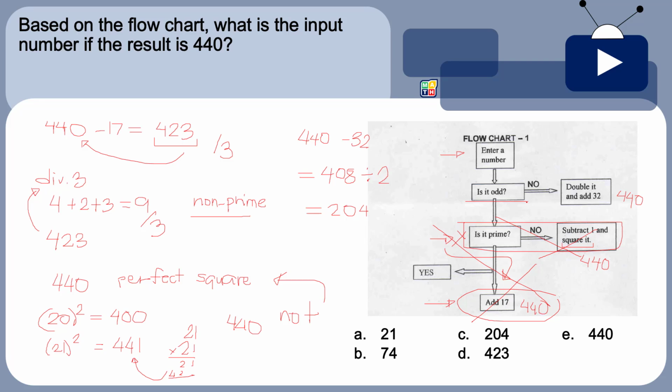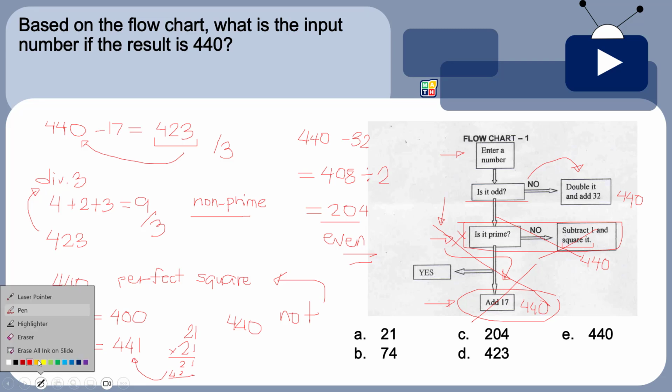So 204 is here. But don't be so sure yet because you still need to look into this. Let's consider the option here. Because if it's odd, it should be in this process. But we all know that 204 is an even number. Hence, it follows the correct process of moving to this because it's not odd. So we move to that direction. So what will be our final answer? The input number of 440 in this given flowchart is, sorry for this highlighter, 204.